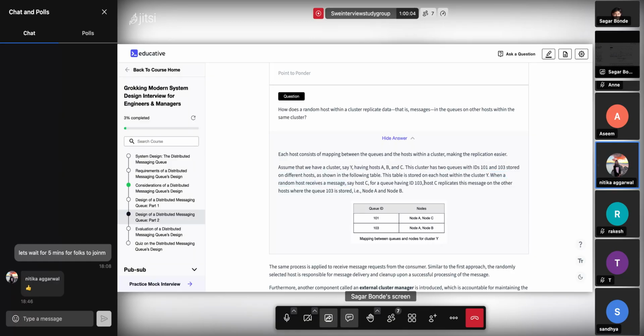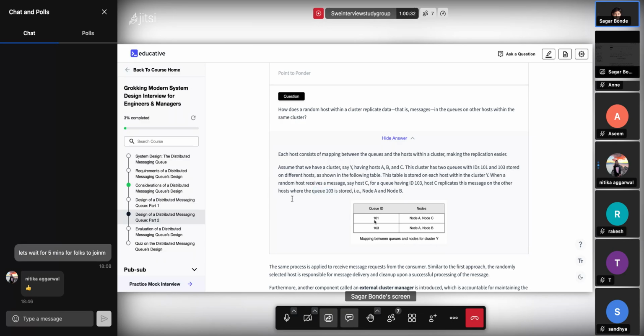Host C replicates this message on the other hosts where Q103 is stored. So consider Q103 is nothing but a queue, and a message comes in which is intended to be stored in Q103. Now this Q103 is nothing but a partition of a big queue.